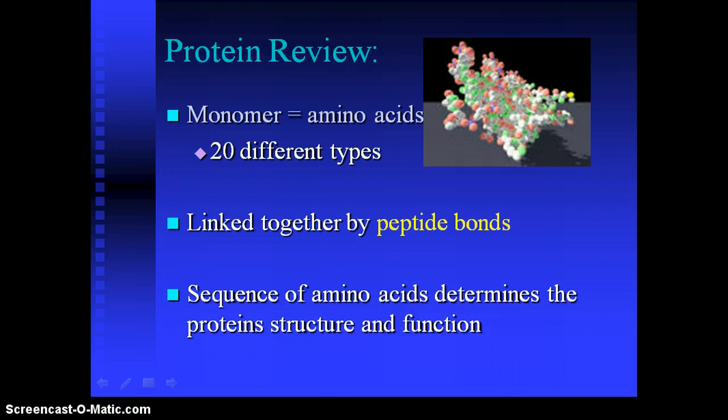Protein review is right next to that spot on that same page, page 4 of your notes packet. A monomer of proteins is amino acids. This goes back to chapter 3, when we discussed these things in the biochemistry section. There are 20 different types of amino acids. These are linked together by peptide bonds. The sequence of amino acids will determine the actual structure and function of the protein. All the different variations of how you can put these amino acids together determine what the protein will be able to do.